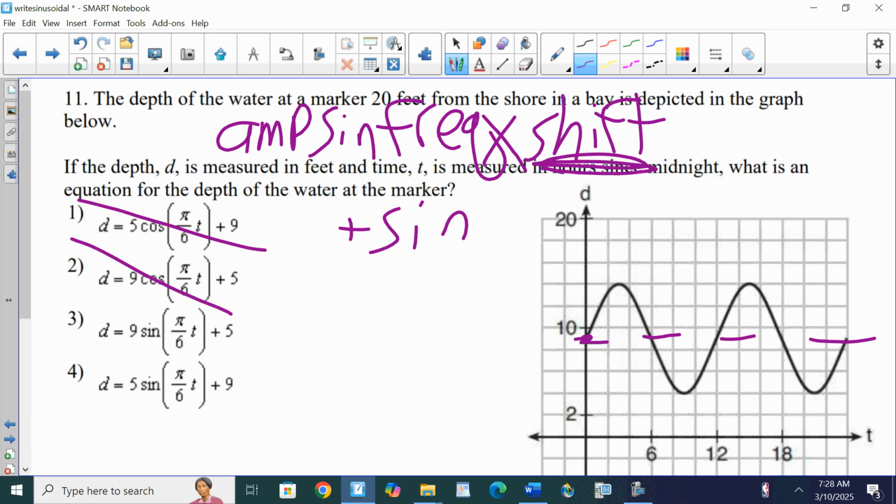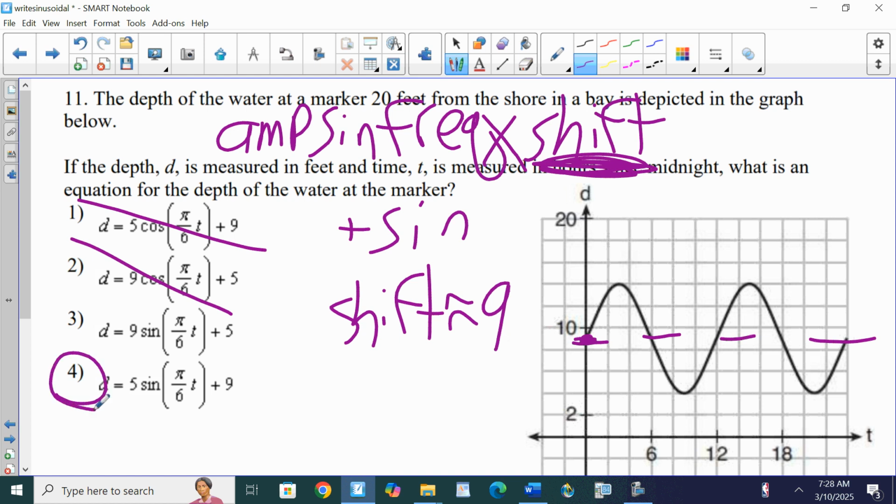Shift is usually pretty easy. Shift is the midline. The midline is a little bit less than 10. I'd say approximately 9. Which one has a shift of approximately 9? Well, choice 4 has a shift of exactly 9. I didn't have to worry about the frequency. I didn't have to worry about the period. If they give you multiple choice, just look at the main components. It's a positive sine, so cross out anything that's not positive sine. And then from there, take your pick. Look at your shift, your amp. Those are probably the easier ones, and you'll get to your answer.